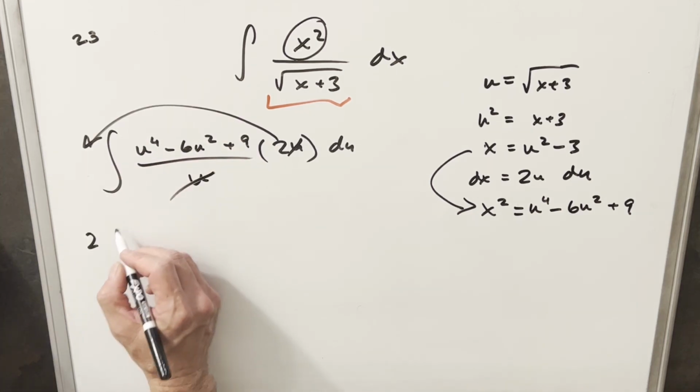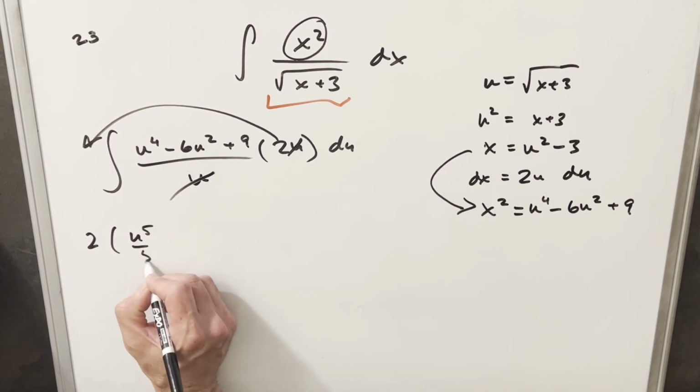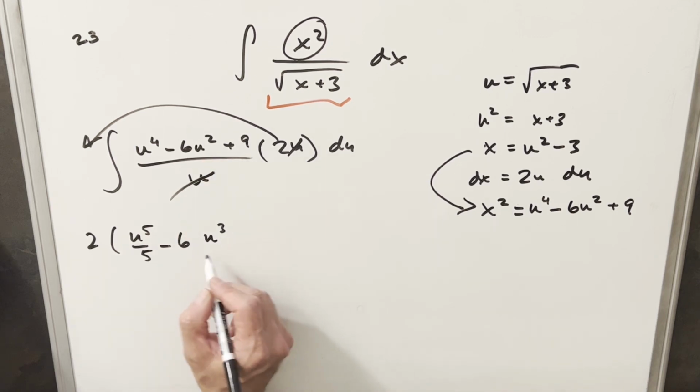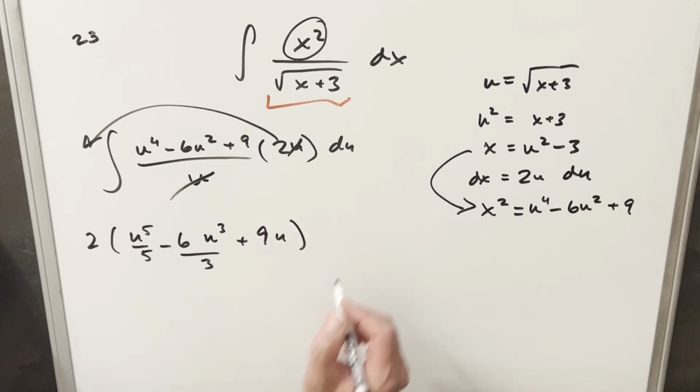So let's see, we'll have our 2 here. Integrating u to the fourth is going to be u to the fifth over 5, minus 6 times, integrating u squared, is going to be u to the 3 over 3. And then 9 is going to be just 9u.